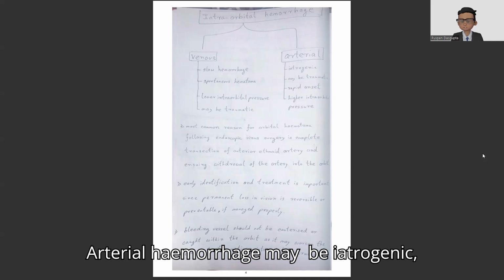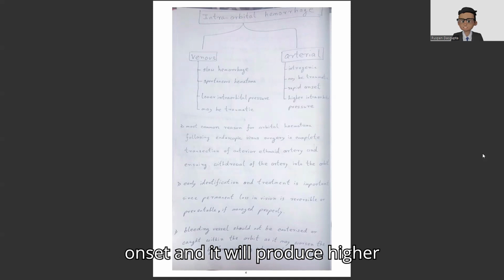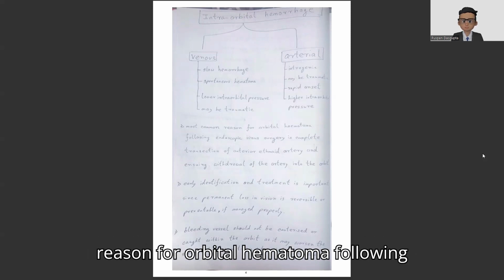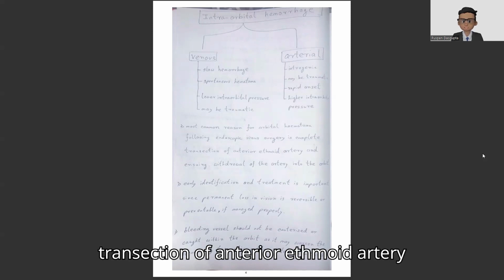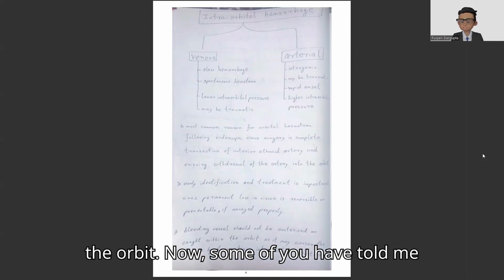Arterial hemorrhage may be iatrogenic, may be traumatic. It will have a rapid onset and it will produce higher intraorbital pressure. The most common reason for orbital hematoma following endoscopic sinus surgery is complete transection of the anterior ethmoid artery and ensuing withdrawal of the artery into the orbit.